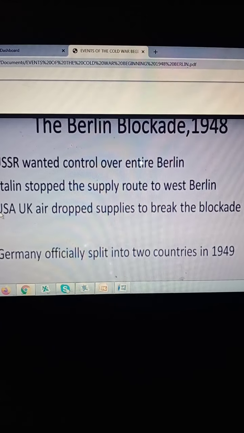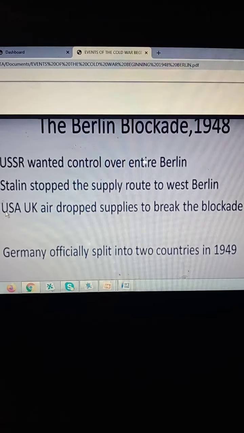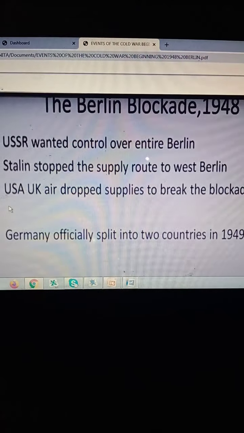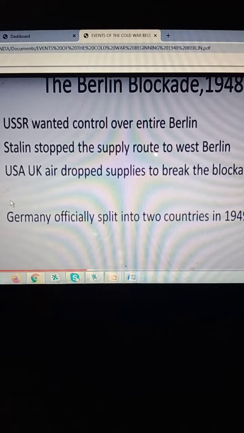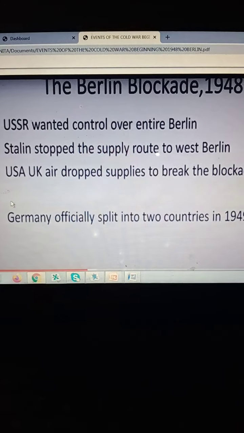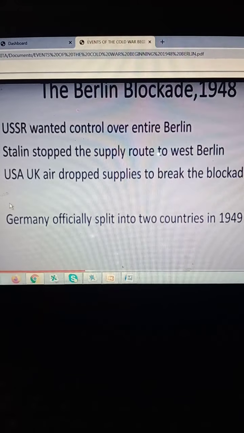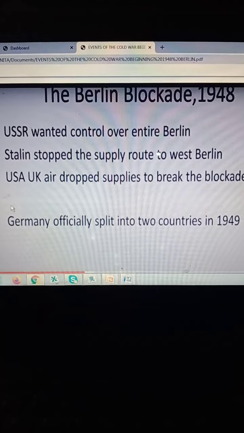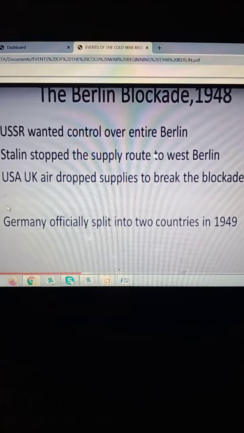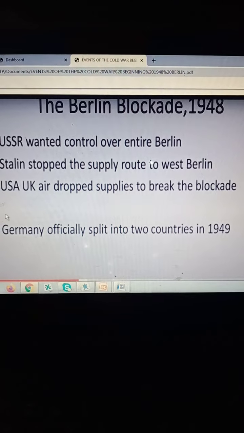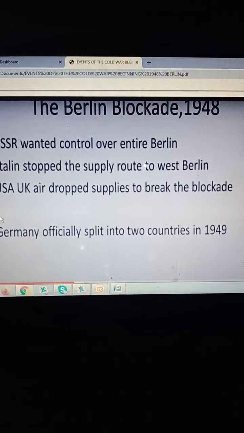As I already said, because USSR wanted the control of entire Berlin, they had control of Berlin only over the east. So USSR wanted control of entire Berlin, and Stalin, who was then the ruler of Russia, stopped the supply route. All the air buses, no trains could reach there. USA and UK airdropped supplies. Airdrop supplies means all the food materials, all that was needed, was dropped by air by USA. At least there were 2 lakh flights to supply all those materials, that is food materials, to the people of East Berlin.